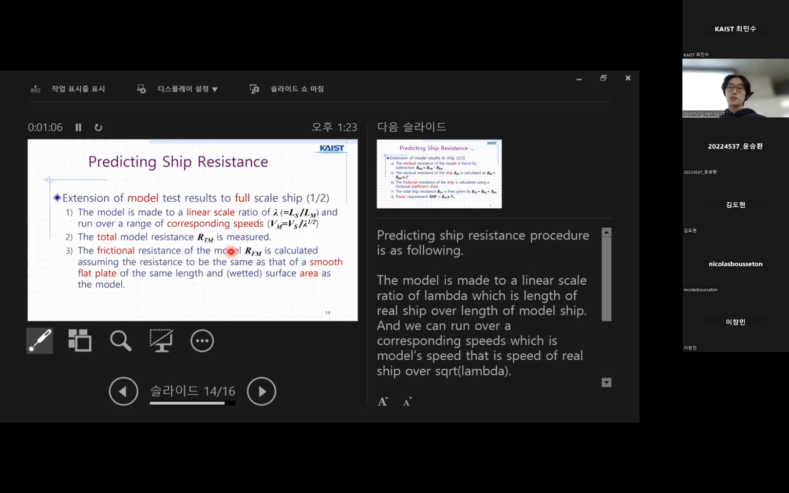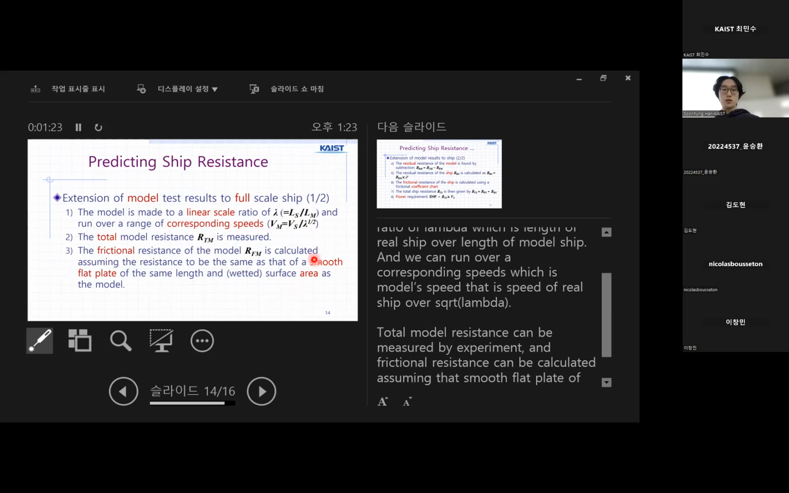So the procedure for predicting ship resistance is as follows. The model is made to a linear scale ratio of lambda, which is the length of the real ship over the length of the model ship. And we can run it at a corresponding speed, which is the model speed, that is, the speed of the real ship over square root lambda.